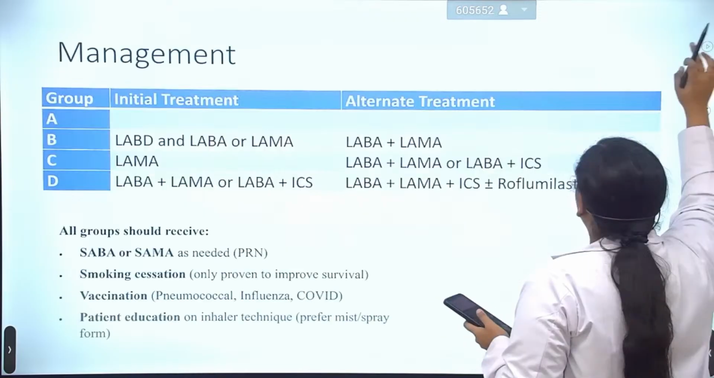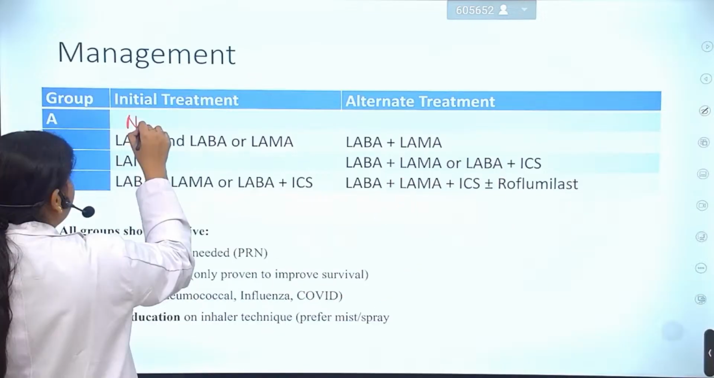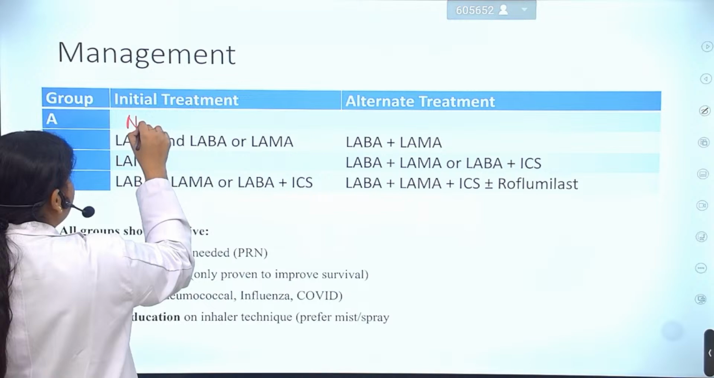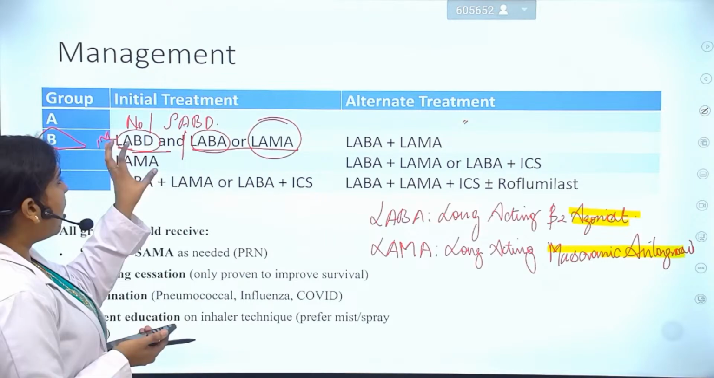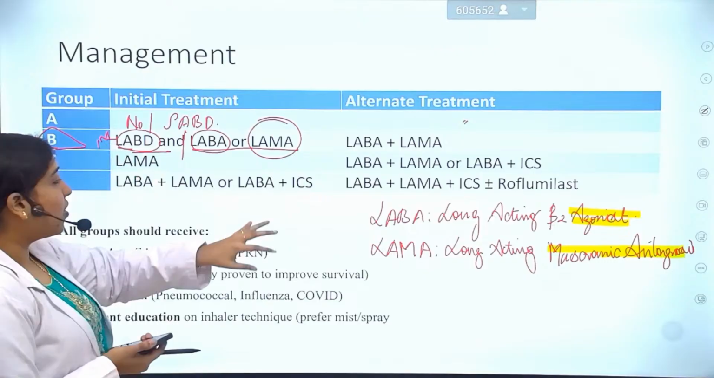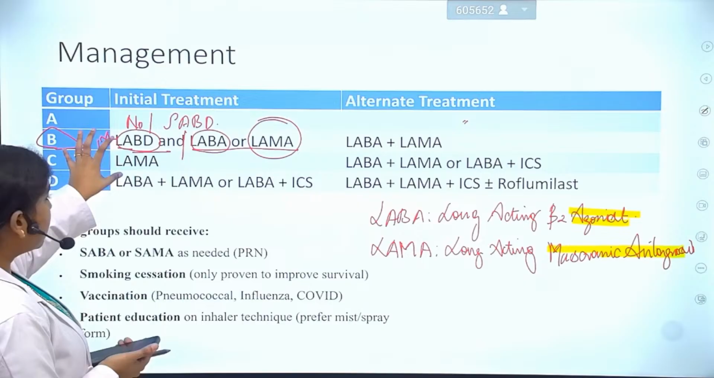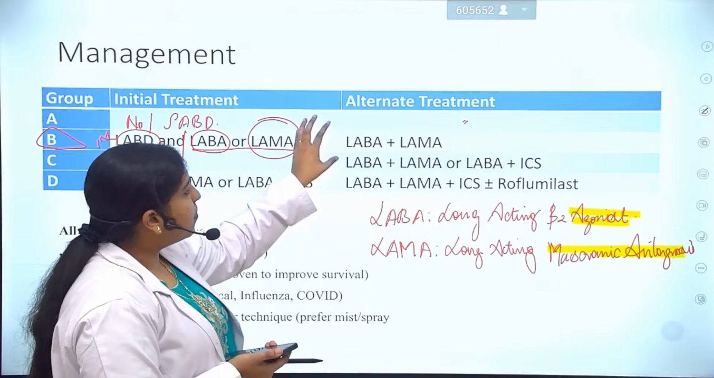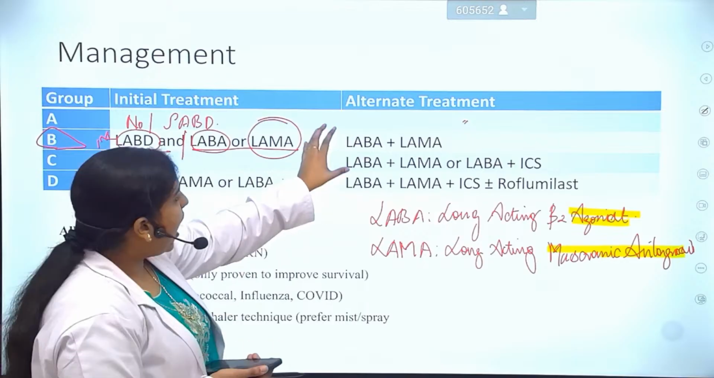In case of A, the initial management is there is no primary management, but in case the patient is having any severe cases, we are going to give them short acting muscarinic agonist along with the long acting bronchodilator. Next, in alternative management, we are again going to give them a long acting beta agonist and your long acting muscarinic antagonist.